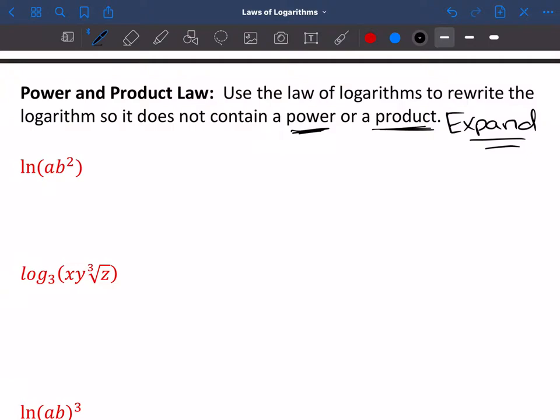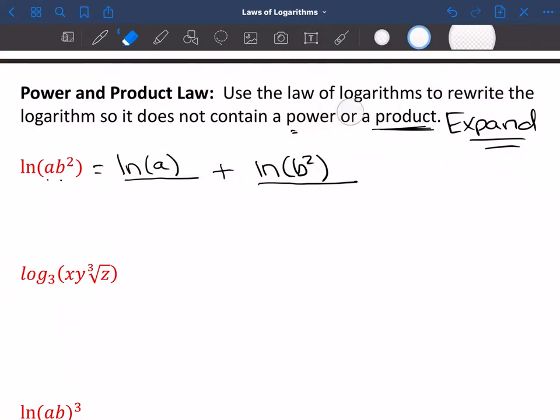Again, let's figure out how many terms we're going to have in our log. We have a product of 2: a times b squared. So we know that this is going to expand first into 2 terms. It's going to be the natural log of a plus the natural log of b squared. So we've now taken care of, not the power, but the product.